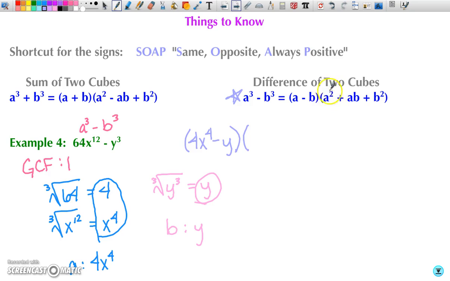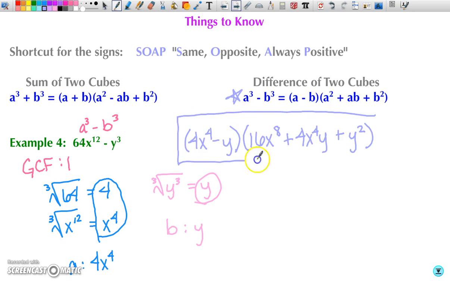Then we move into a squared, so we have to square the 4 and the x to the 4th, so 16x to the 8th, plus a times b, so 4x to the 4th times y, plus b squared, so plus y squared. And then that would be your answer for that. That's your factored form there.